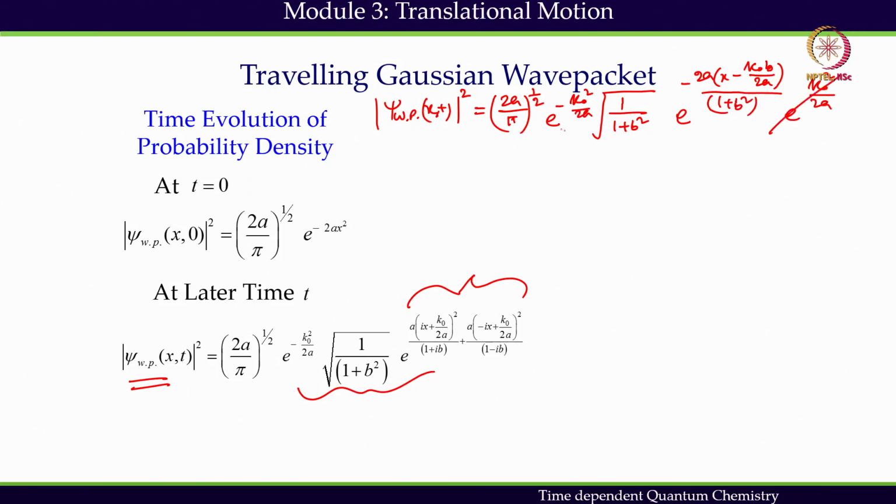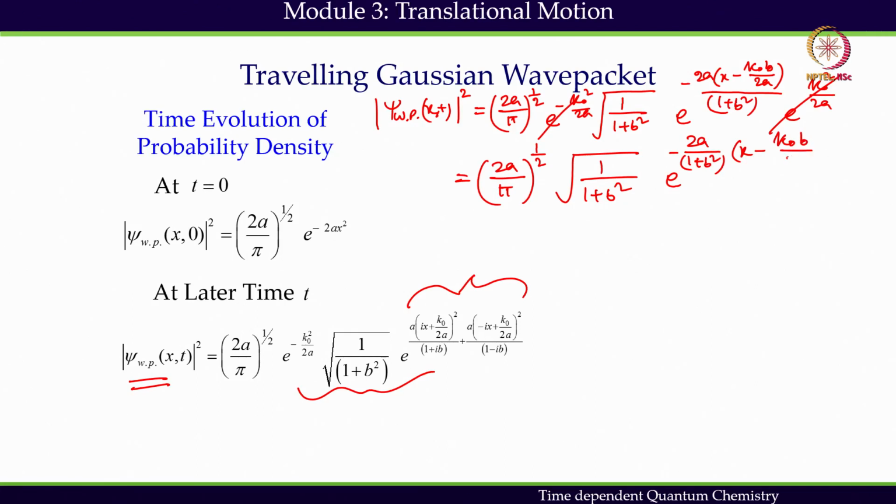So this part will cancel out each other, and finally I get a simplified form of this big expression as 2a by pi to the power half, 1 by 1 plus b square, then e to the power minus 2a by 1 plus b square x minus k naught b by 2a whole square. So I get this final expression for rho x t, this Wavepacket rho x t.